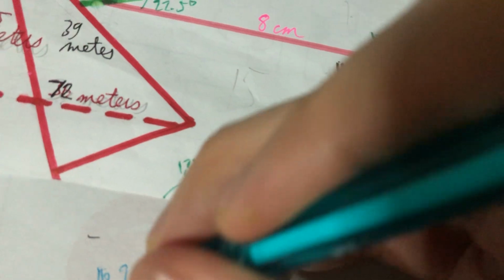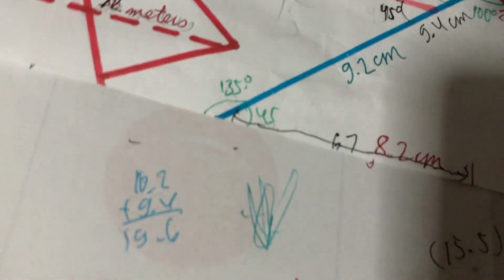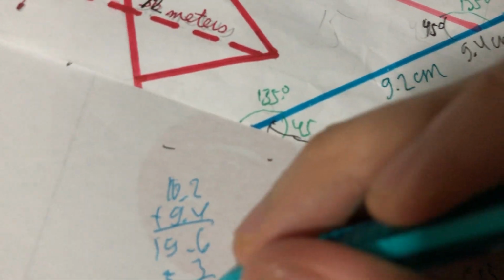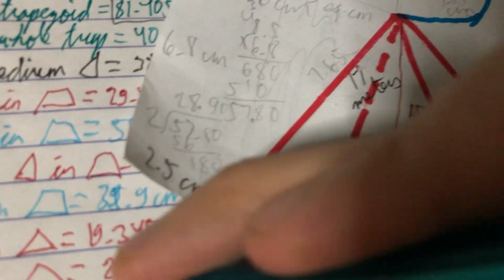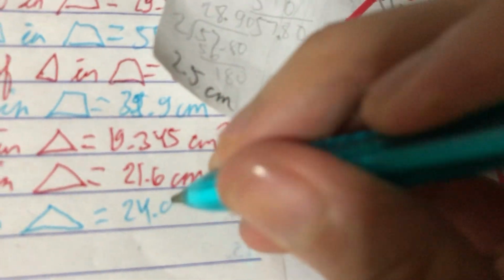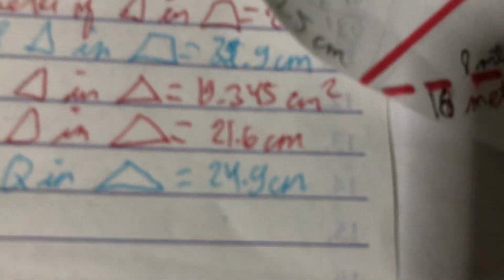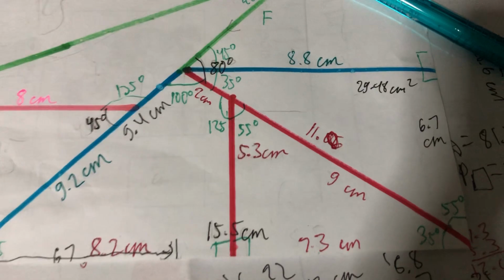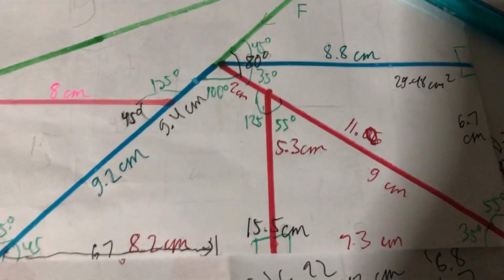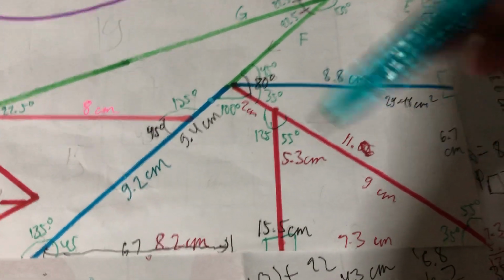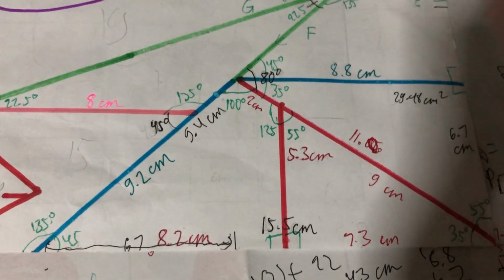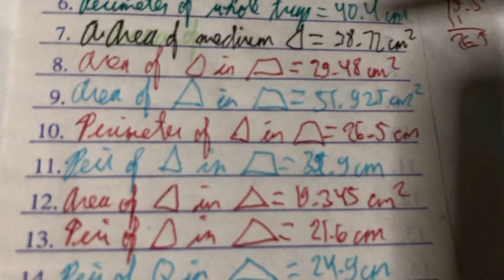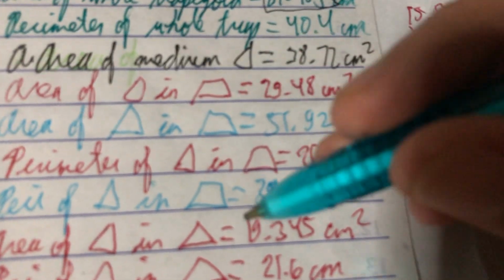So 10.2 plus 9.4, this should be 19.6. And then plus 5.3, 24.9. So therefore, this should be 24.9 cm. That is the perimeter. Then what about for the area? For the area, remember, take note, it's just like area of the shaded region of this triangle. Ano yung area dito? What's the area that we got? Can you find it? The area of the red right triangle in a triangle? Yes, it's here, di ba?